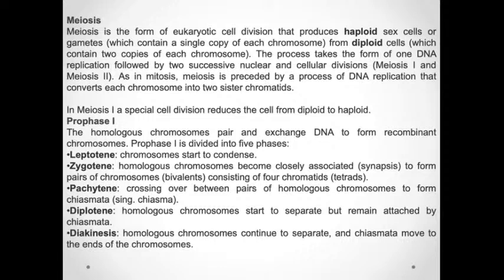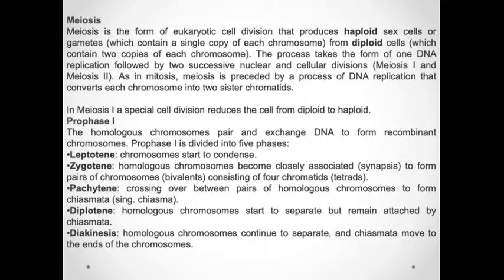So in meiosis I, a special cell division reduces the cell from diploid to haploid. In prophase I, the homologous chromosomes pair and exchange DNA to form recombinant chromosomes. Prophase is further divided into five stages: leptotene, zygotene, pachytene, diplotene, and diakinesis. In leptotene, chromosomes start to condense. In zygotene, homologous chromosomes become closely associated to form a pair of chromosomes consisting of four chromatids.